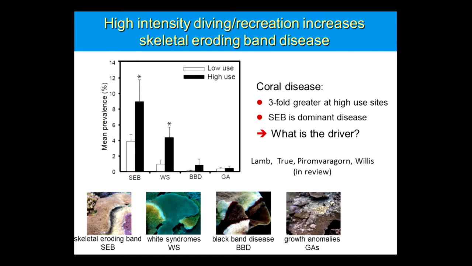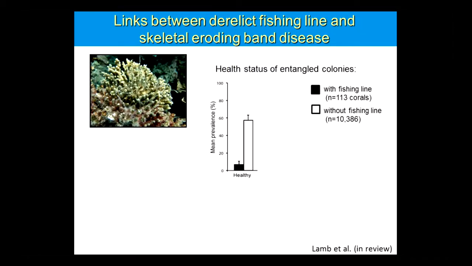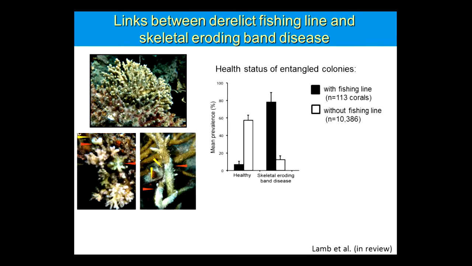Now, we happened to notice that at one of the high-use sites in particular, in fact, the site that also had the highest levels of this disease, there are also large numbers of corals that were entangled in fishing line. I don't know whether you can see here, but there is fishing line entangled all the way through this colony. So when we looked at the percentage of colonies that were healthy in ones entangled in fishing line versus those that were not, it's quite clear that entanglement has a huge impact on coral health. And in particular, it's sclerotic band that is the main disease that we saw escalated.